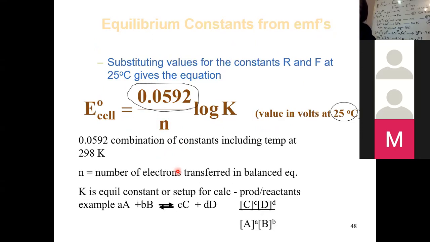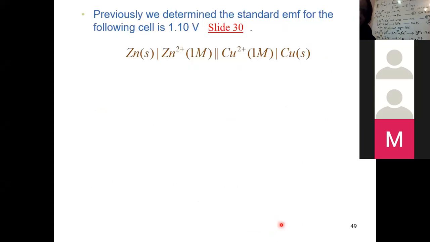So you have your n, which is the number of electrons transferred in the balanced equation, where K is your equilibrium constant. Some equations will substitute this K with Q, which is also very similar to the equilibrium constant. All you need is the activity of the ions, which is assumed to be the concentration of the ions in solution, of the products divided by that of the reactants. Your K, you remember from equilibrium constants, is the concentration of the product divided by the concentration of the reactant.